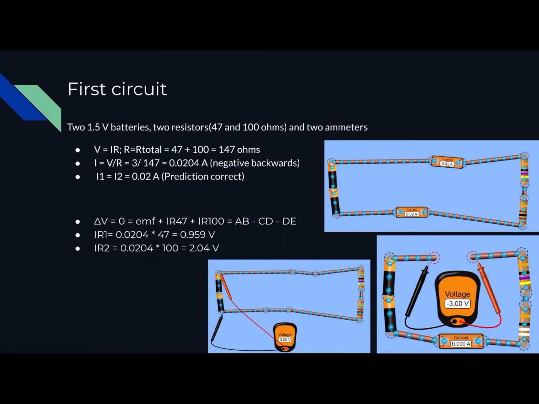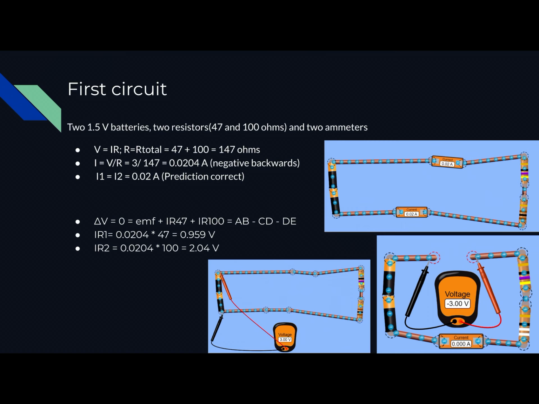Now, the first circuit has two 1.5 volt batteries, two resistors, one 147 ohms and the other 100 ohms, and 2 meters. Since these resistors are in series, the total resistance is 247 ohms. The total voltage is 3. Then we plug those in to find I. We get 0.0204 amps, and it's negative, backwards. And the ammeters have the same current.